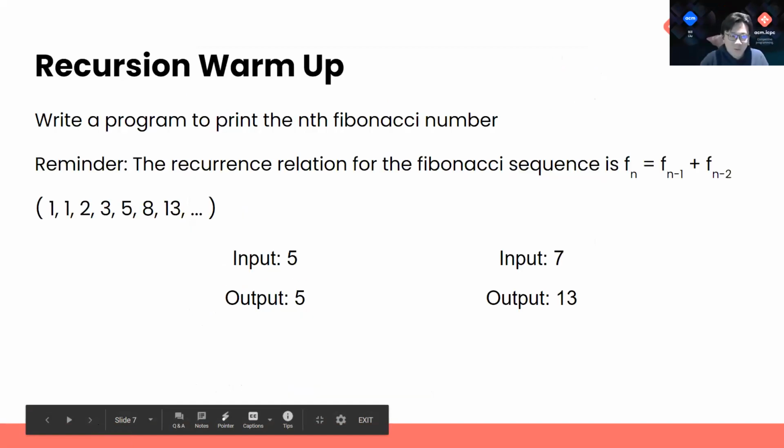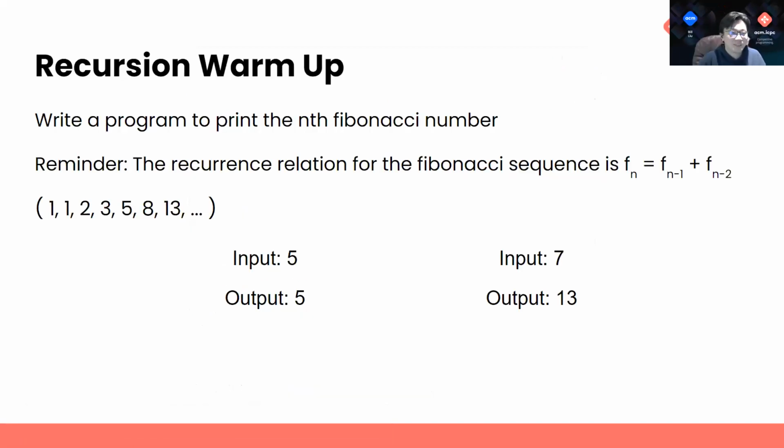So as a warm-up, let's try to write a program to print the nth Fibonacci number. We won't actually be doing this; I'll just explain some example code that I've written up before. The recurrence relation for the Fibonacci sequence is that the nth Fibonacci number is equal to the (n minus 1)th Fibonacci number plus the (n minus 2)th Fibonacci number, right? As you all know, the fifth Fibonacci number is 5 and the seventh Fibonacci number is 13.